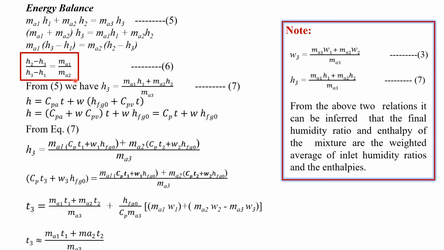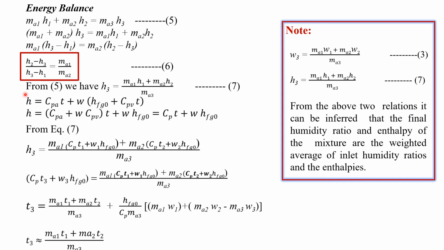So you would notice that equation number 6 is quite similar to the earlier equation number 4 that we derived for the specific humidity also. In that particular expression, we had omega 2 minus omega 3 divided by omega 3 minus omega 1 expressed in terms of Ma1 and Ma2. Now from equation number 5, we have H3 equal to Ma1 into H1 plus Ma2 H2 divided by Ma3. Suppose this is my equation number 7.